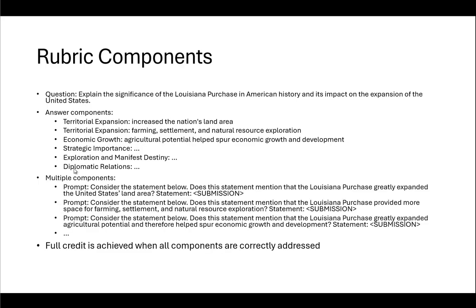So we're going to ask the LLM to check: did the student's answer address this point? Did the student's answer address this point? And so on, going through each of these. So these are the rubric components. Right? And full credit is given when all components are correctly answered. Now, the components shouldn't be too vague.